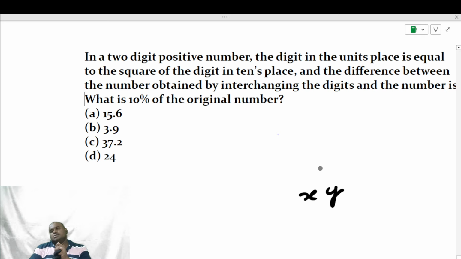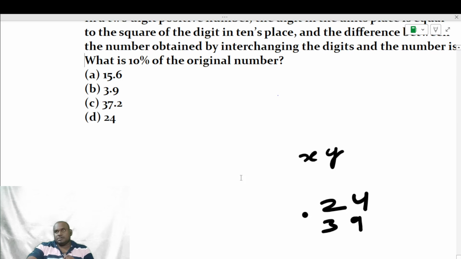So in the tens place 2 is there and in the units place 4 is there. 2 square is 4, satisfying, right? That is one possibility. Next, we'll take 39. 3 square is 9. So there are only two possible numbers in that part, 24 and 39, because beyond 3 square are not two-digit numbers, right?